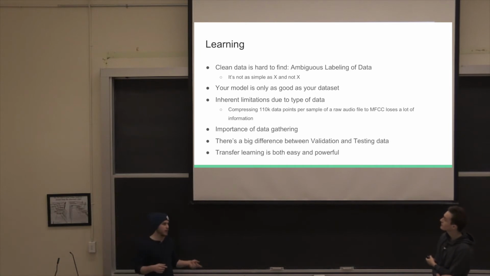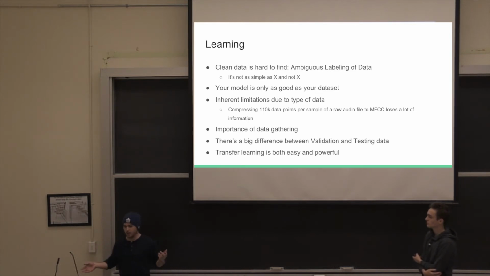There's a big difference between validation and test data, which you saw in the accuracy, about 89% versus about 42%. And so it's important to test your model on data that the model has never seen before so that you can prove that it's generalizing outside of the data set.